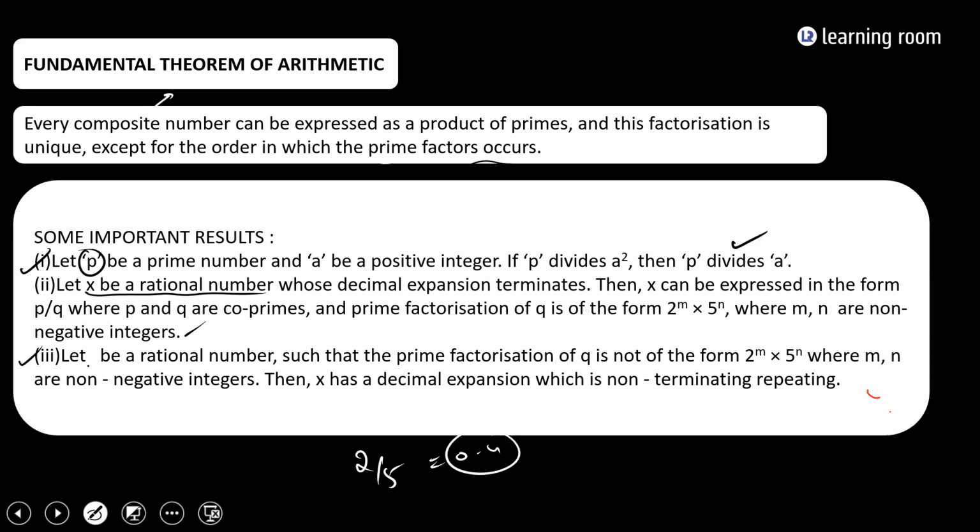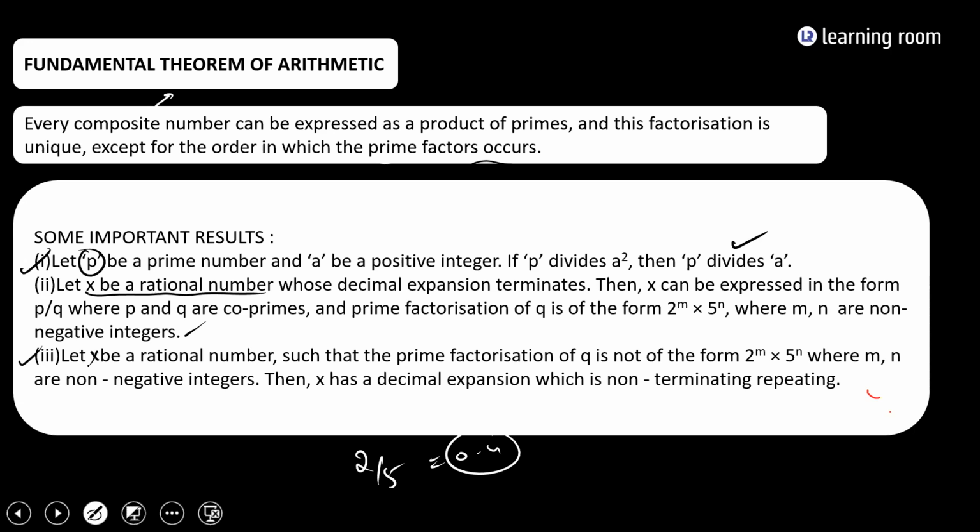Let X be a rational number such that the prime factorization of Q is not of the form 2 power m into 5 power n. Then what can you say? X has a decimal expansion which is non-terminating and repeating. So what is going to happen here?